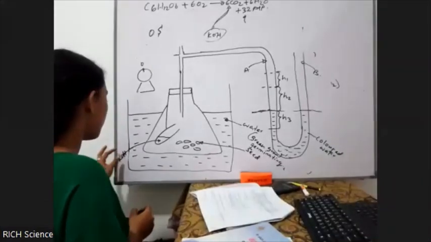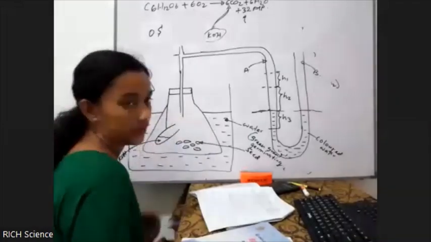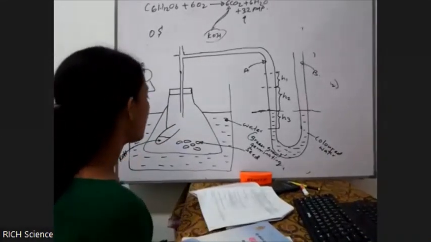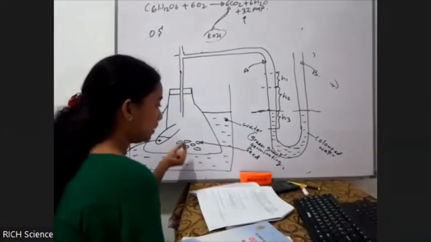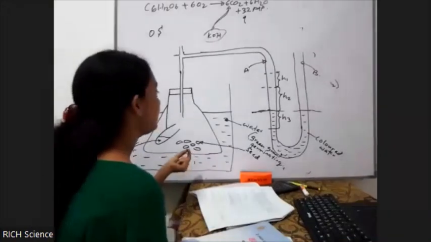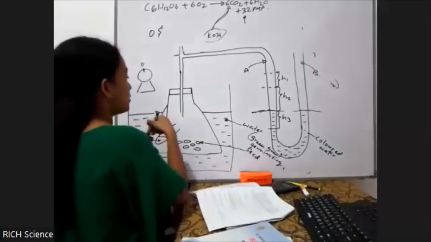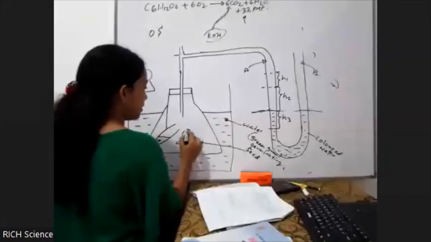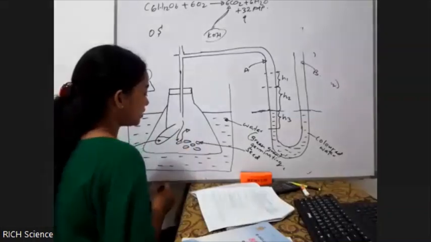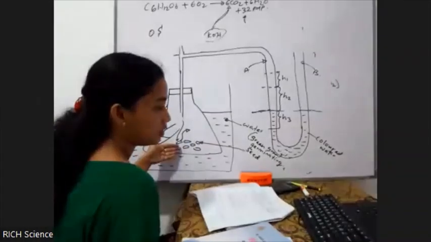Potassium hydroxide is already provided inside the conical flask. Then respiration is happening. Respiration of these germinating green grams is happening. That means carbon dioxide should be evolved and oxygen should be taken. And where can we take the oxygen from for this system?